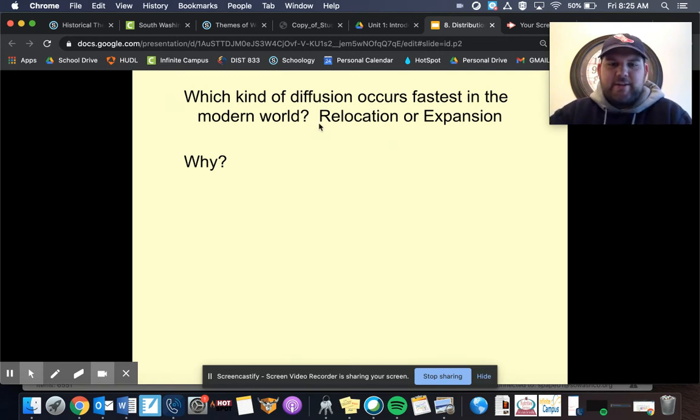Hopefully you answered that expansion diffusion occurs fastest. Okay, in today's world, it's a lot easier to send something via the internet or see something on social media than it is to actually relocate. And so, with the modern technology that we have, expansion occurs fastest.